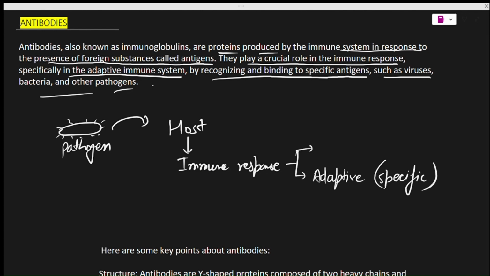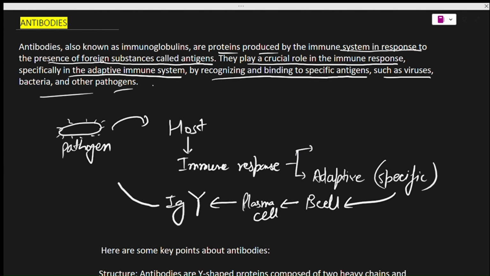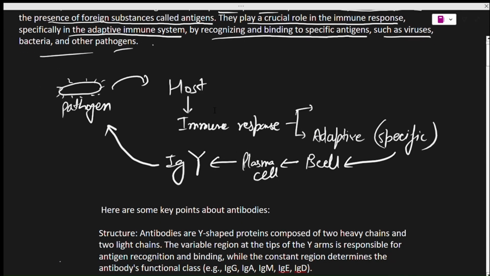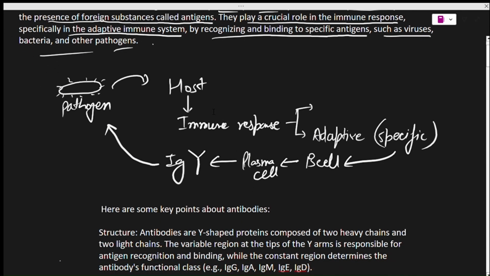A component of this specific immunity is the B cell, which then differentiates into a plasma cell, and this plasma cell further produces Ig, immunoglobulins, which is the antibody. Now this antibody will go and bind to the pathogen, thus destroying the pathogen. So basically this is how the immune system works.